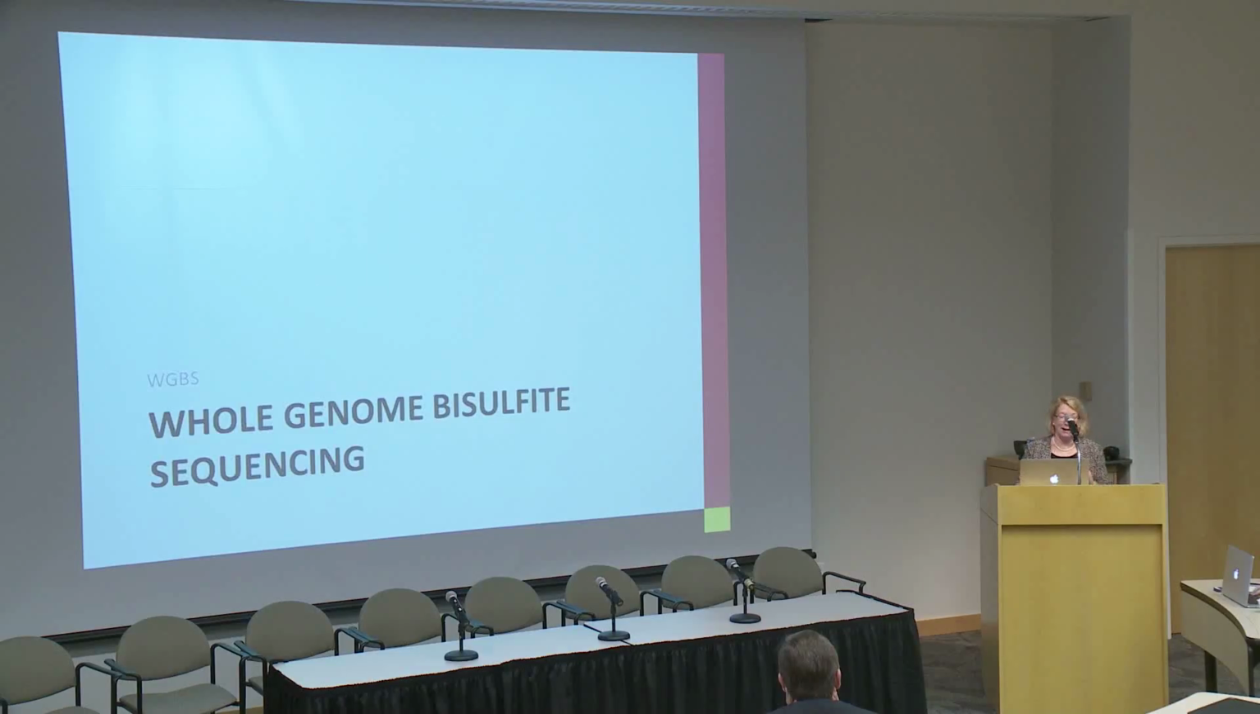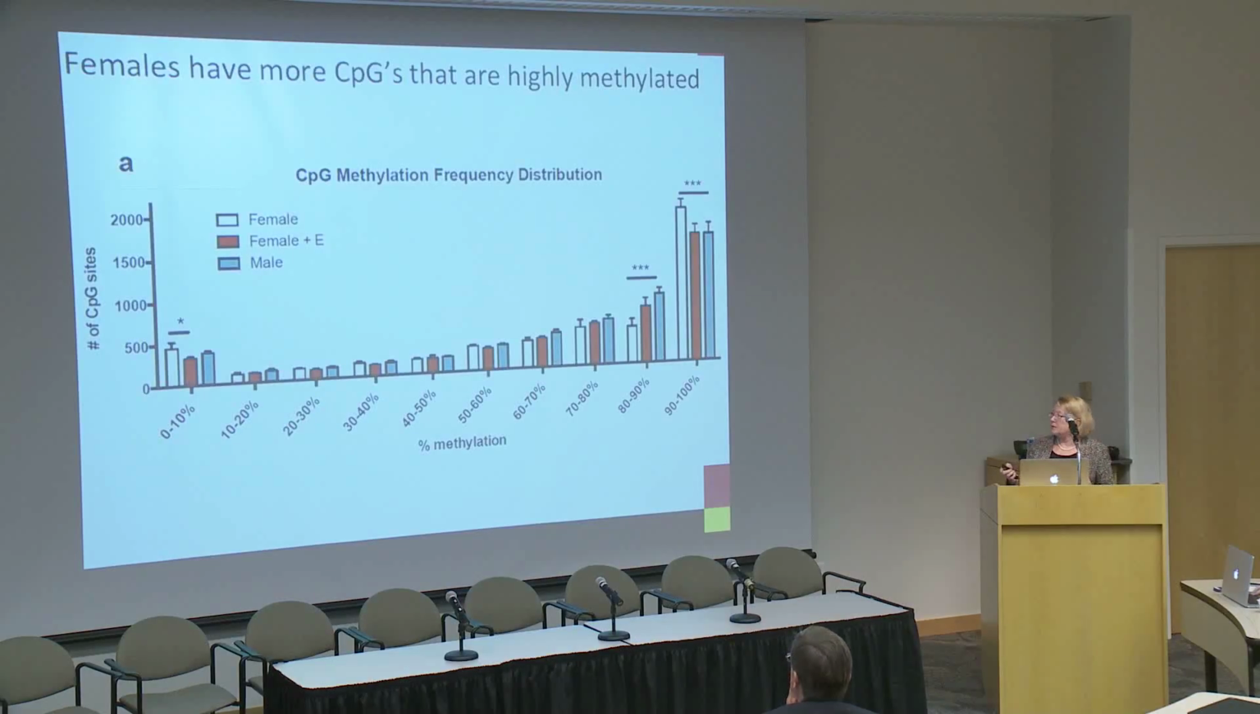But what did we find? This is a different way to present the data. This is the number of CpG sites that are methylated at 0 to 10% versus 90 to 100%, and this is how they're distributed in terms of frequency. If we look at those sites that are very highly methylated, the female is significantly higher than the female plus estradiol or the male. Interestingly, it shifts as we move down to 80 to 90%, and it then reverses again down at 0 to 10%. So it's almost like you've taken a mean and pushed it apart so that the females are at the extreme.